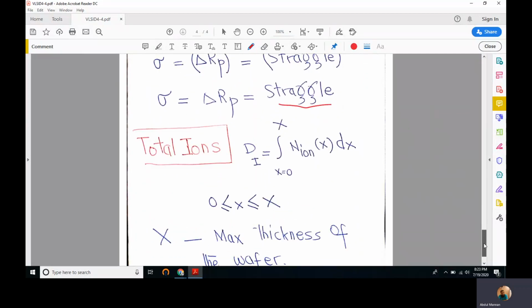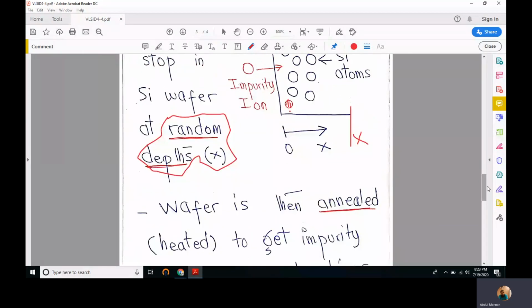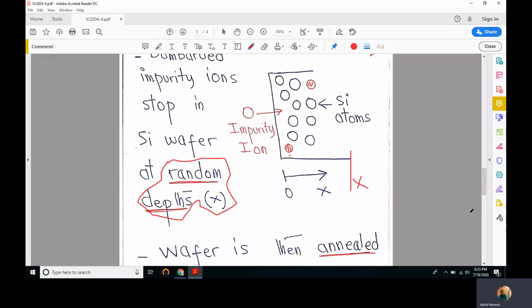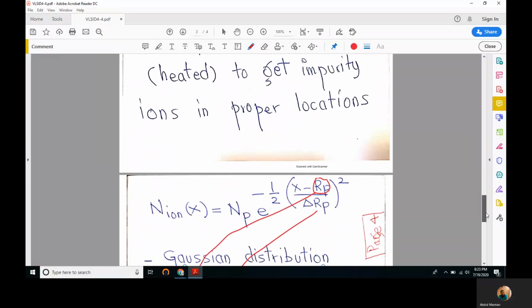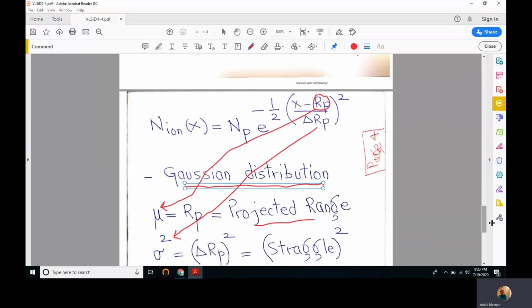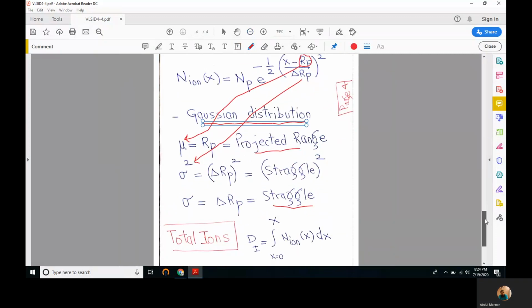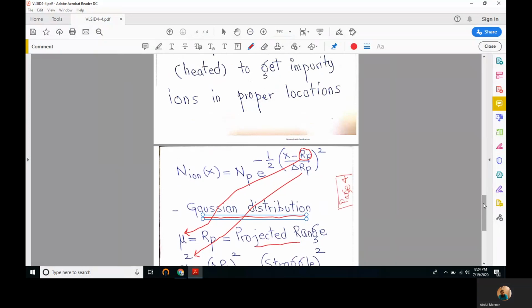Right. And total ions can be represented by computing the integral of N(x) from 0 to the maximum depth, capital X. So if you integrate it in this range of x, we will count all the impurity ions. That's obvious. One thing that I missed in this lecture is the plot. How is this plotted?